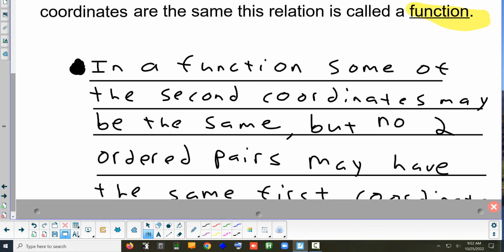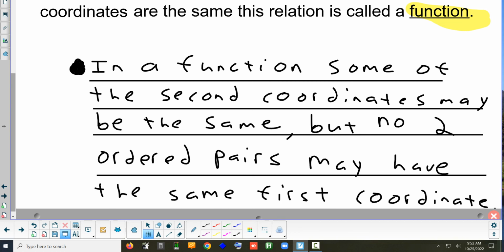Okay, so I think you guys have a bullet point right below that with a couple lines. And this is what I just said to you. In a function, which is again just a bunch of ordered pairs, the second coordinates can be the same. That's okay. If the second coordinate repeats, we don't care. It's the first number in each coordinate that has to be unique.